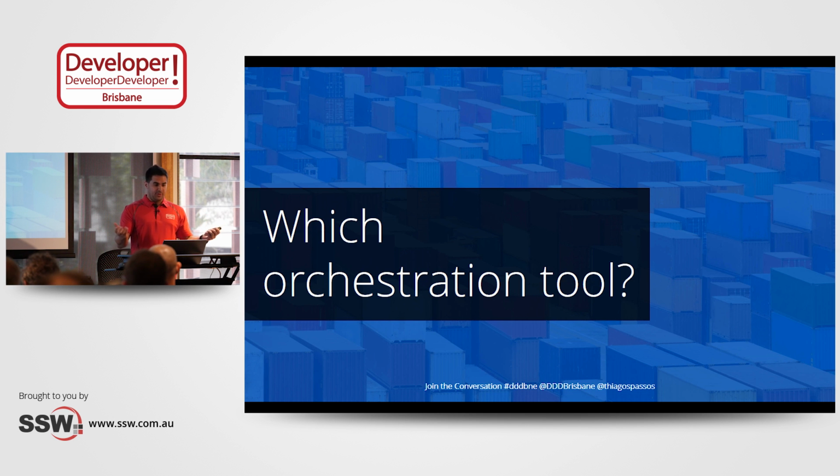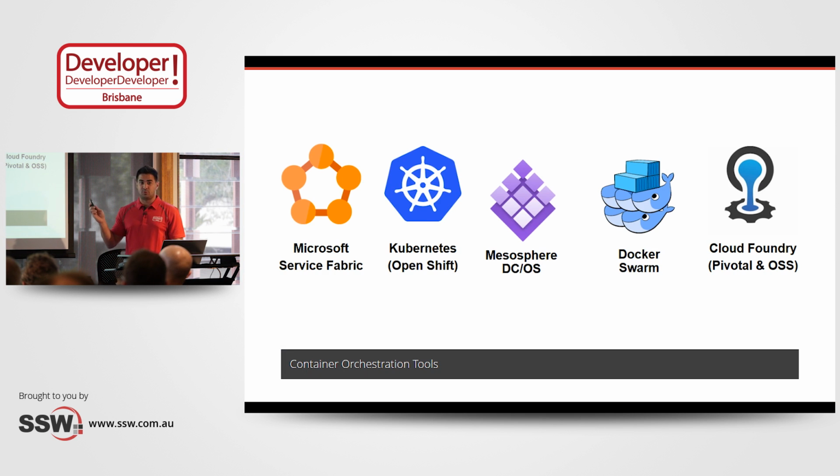OK, so I think at this point, you might be thinking, all right, this is awesome, but which orchestration tool should I use? If you go to Google now and search for an orchestration tool, you're going to find a bunch of them, right? And these are only the top 5 that I found. We've got Service Fabric from Microsoft, Kubernetes originally from Google, Mesosphere, Docker Swarm from Docker, and Cloud Foundry.